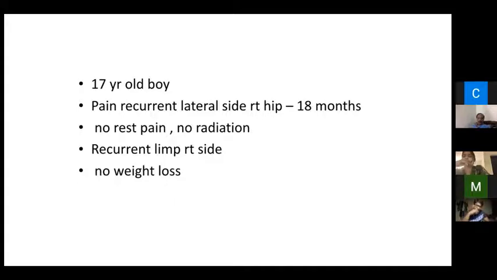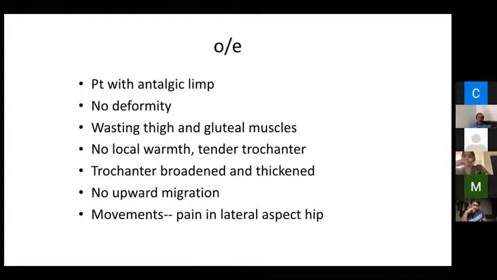Okay, now go to the next slide. On examination, the patient has an antalgic limp, no deformity, wasting of the thigh and gluteal muscles, no local warmth, and tender trochanter. The trochanter is broadened and thickened, and there is no upward migration. On examining the movements, there is pain in the lateral aspect of the hip.